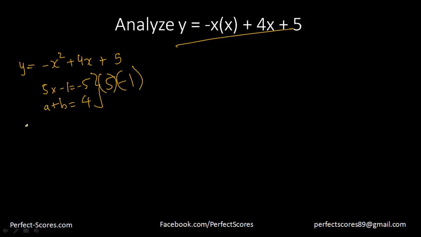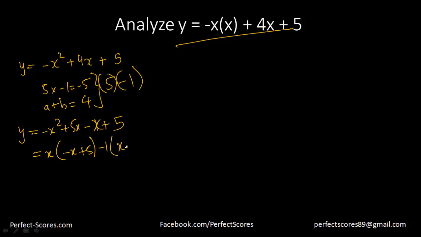So 5 and minus 1. If I break this, this is going to be negative x squared plus 5x minus 1 plus minus x plus 5. This is going to be x, I'm going to take x out. I'll be left with minus x plus 5, and I'll be taking out positive 1 out. It's minus x plus 5. So that is nothing but 5 minus x into x plus 1 is equal to y.